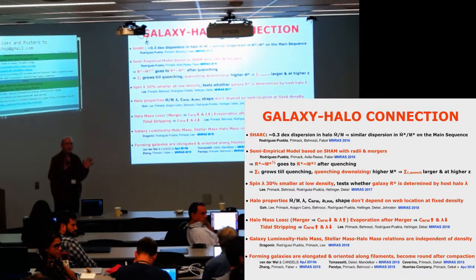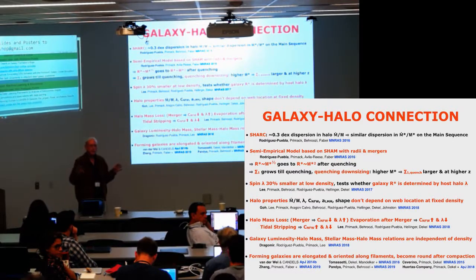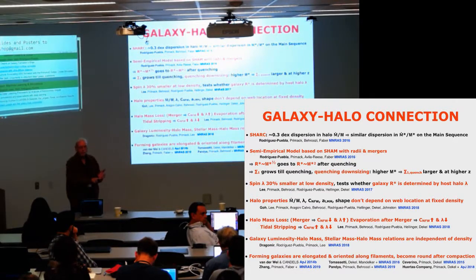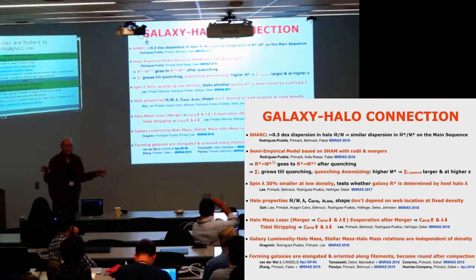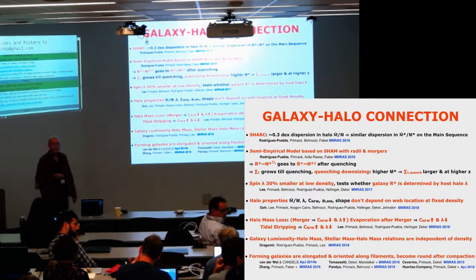But I should tell you, the Rockstar and Consistent Trees analyses of Bolshoi-Planck and MultiDark-Planck, Small MultiDark, Big MultiDark, Middle MultiDark, are all publicly available. And all that information is in those catalogs, and anybody who wants to can easily check that. Yeah, including the density information. You can get those from the publicly available catalogs.